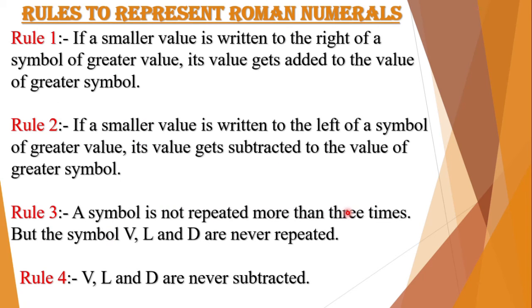So there are some rules to represent Roman numerals. You can't represent Roman numerals however we wish, right? So there are some specific rules. And when we follow the rules, we can represent Roman numerals very easily. Now, the rules to represent Roman numerals are, so let's start the first rule. So the first rule is, if a smaller value is written to the right of a symbol of greater value, its value gets added to the value of greater symbol.